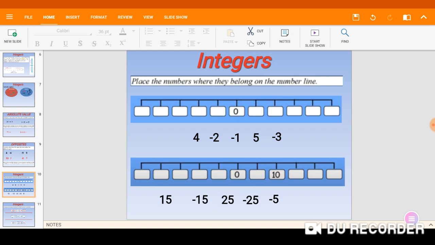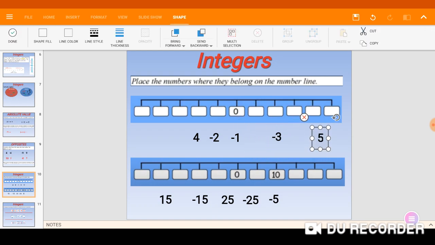On the right-hand side of 0, what will we put? Yes, we will put the positive numbers. So the positive numbers are on the right-hand side, and the negative numbers are on the left-hand side of 0. Yes, and we will start. Okay.